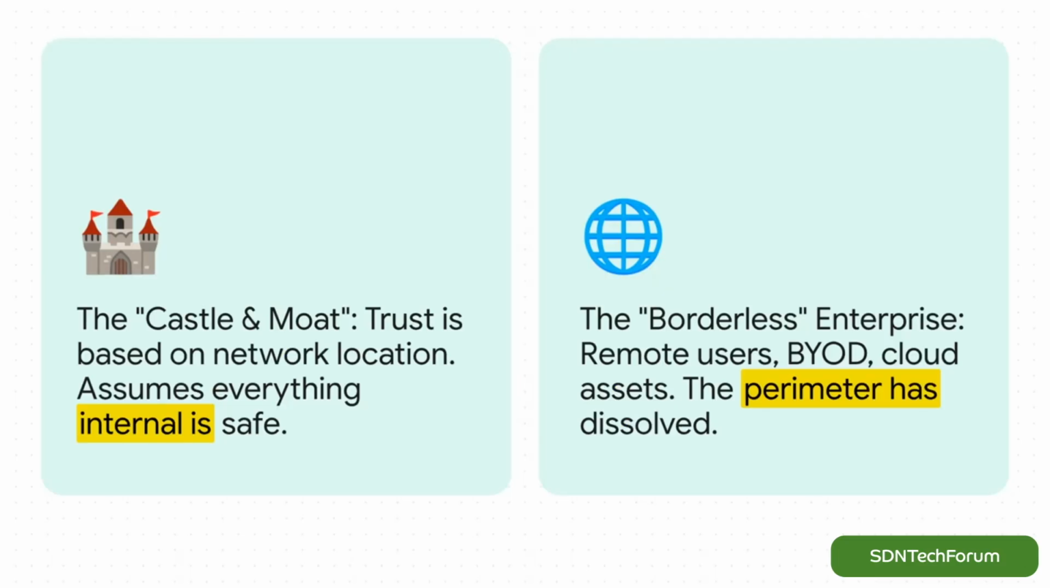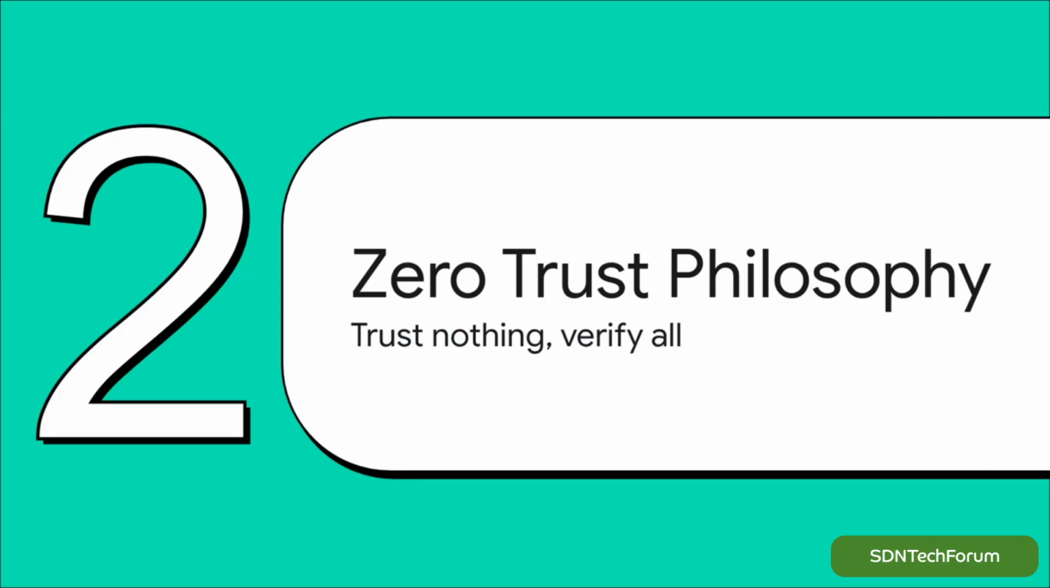So this is what we're talking about, right? The old castle and moat. You've got this hard outer shell, the firewall, and then everything inside is this soft, chewy, trusted center. If you made it past the moat, you were golden. But that just doesn't work anymore. Our users are everywhere, logging in from home. They're on their personal phones. Our data is in the cloud. The perimeter, it's not just weak, it's gone. It's completely dissolved.